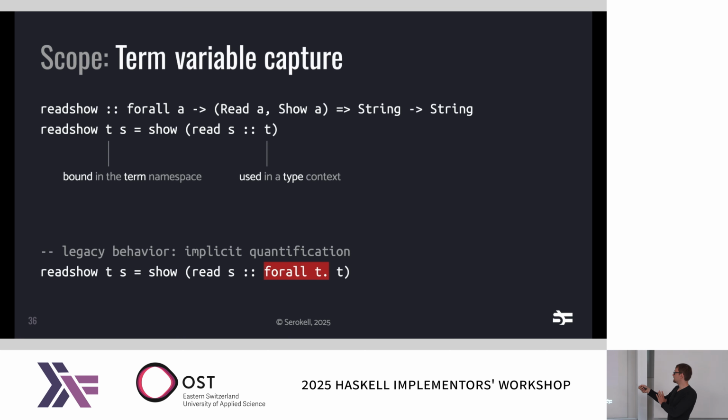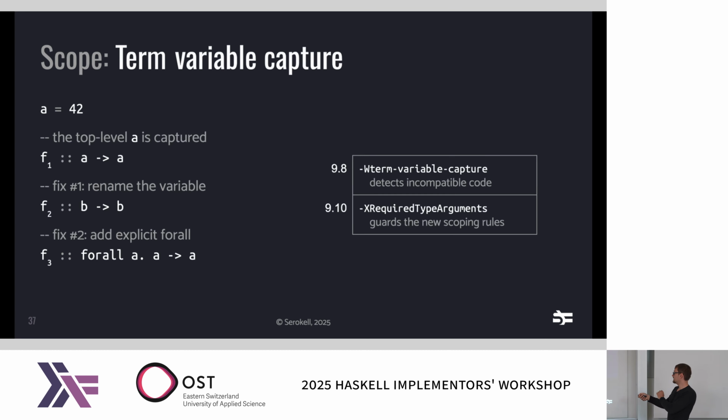And then this is the capture problem. I don't have time now. Just catch me in the hallways. So this is the scoping issues that we had to solve with implicit quantification. These are the ways to address the problem.